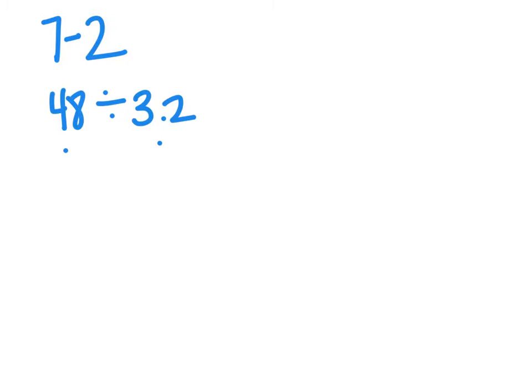The next topic or section in this topic was 7-2, which had to do with estimating decimal quotients. So that would be something like 48 divided by 3.2. When we have whole numbers or numbers that are greater than 1, so this is a whole number and over here I have a number greater than 1, all I need to do is change both of these numbers to easy whole numbers. So I'm going to change the 3.2 to a 3.